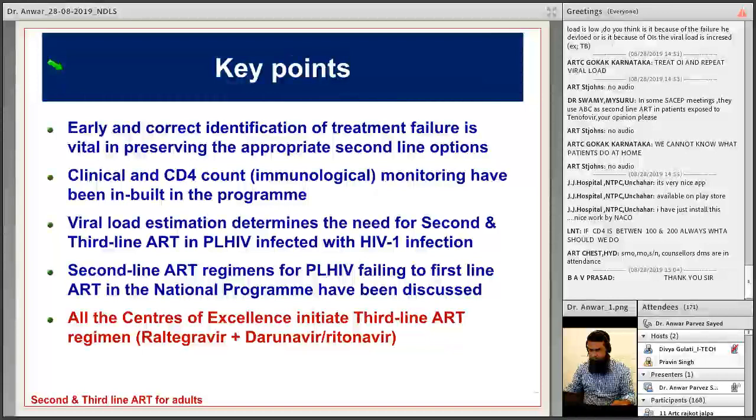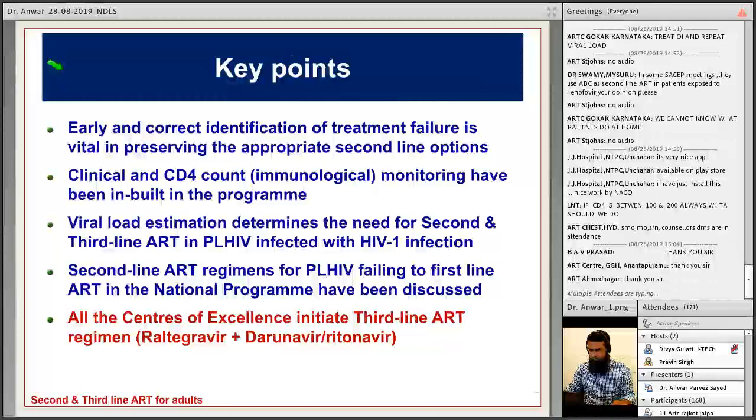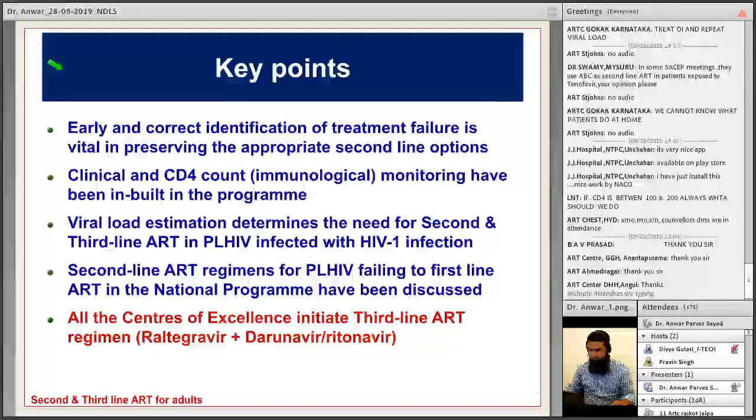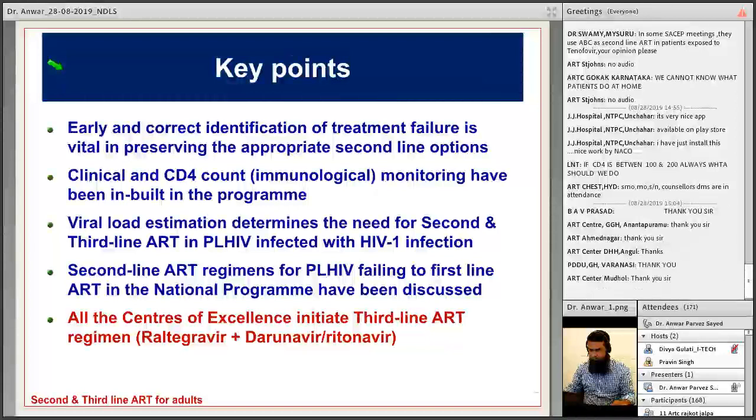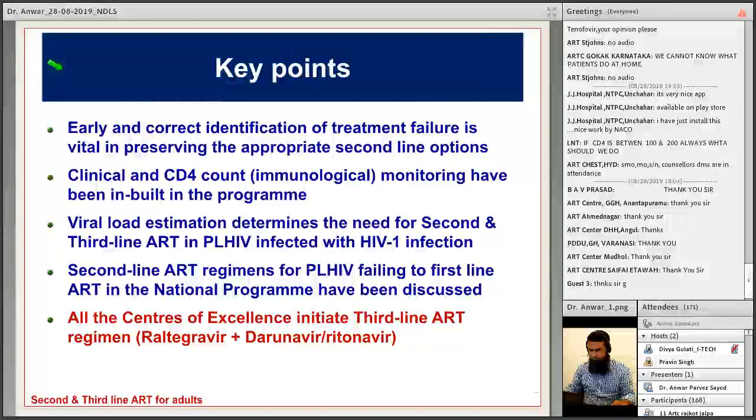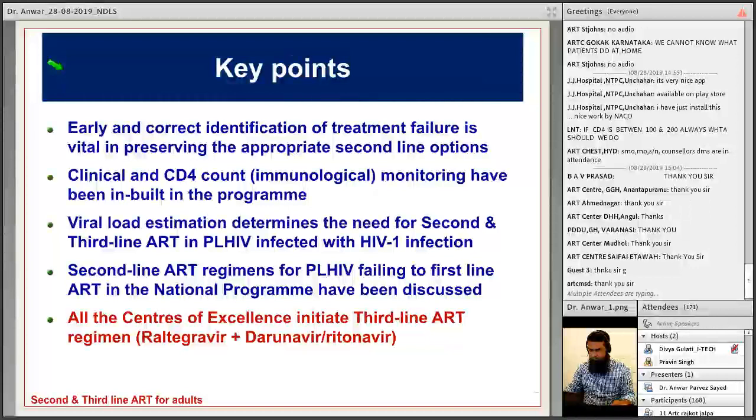If I have missed some questions: in some subset meetings they use abacavir as second line ART in patients exposed to tenofovir. Your opinion, please. That is actually not a good practice. It is not recommended. If someone is failing tenofovir as first line, abacavir should not be used as second line. As we saw in the first part of the presentation, if there is presence of K65R, it may cause resistance to abacavir also. That is why it should never be done.